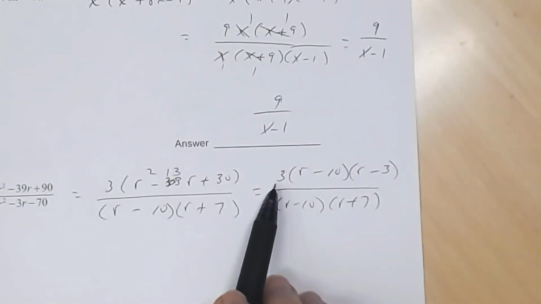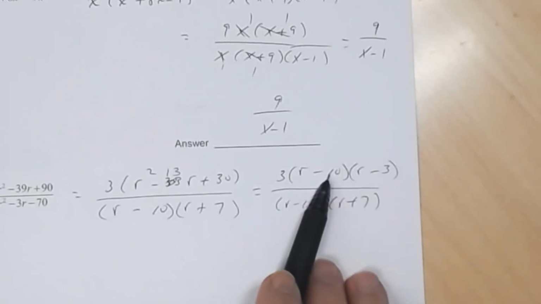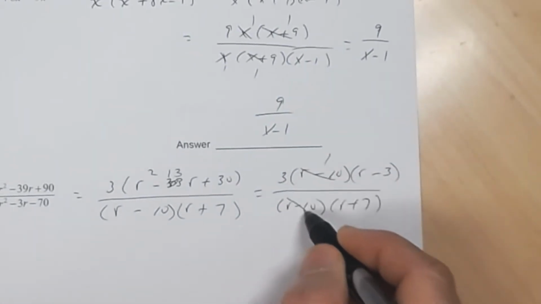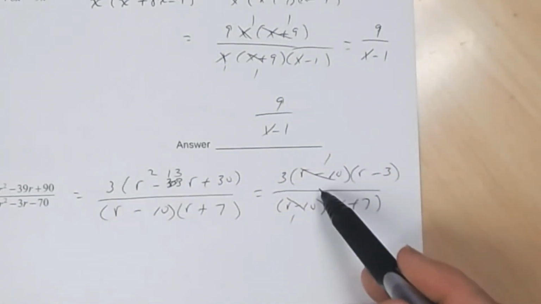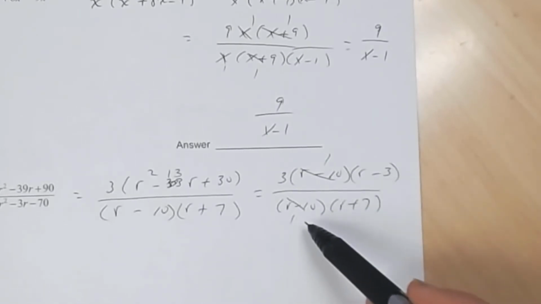The first factor I see is a 3. Will 3 reduce with any factor down there? No. The next factor is r minus 10. Do you see an r minus 10 occurring as a factor? Yep, right here. So I can reduce those. Those divide out, you'll have factors of 1. r minus 3 is the next factor. Do you see r minus 3 occurring down there?